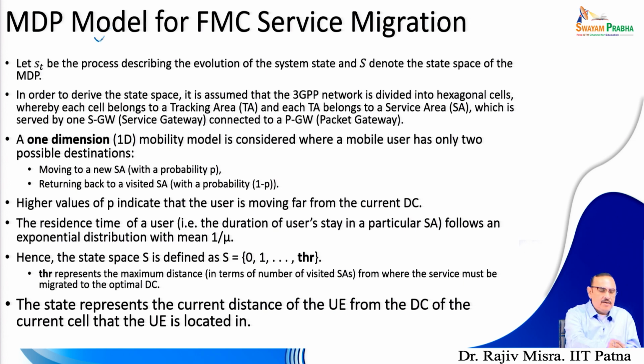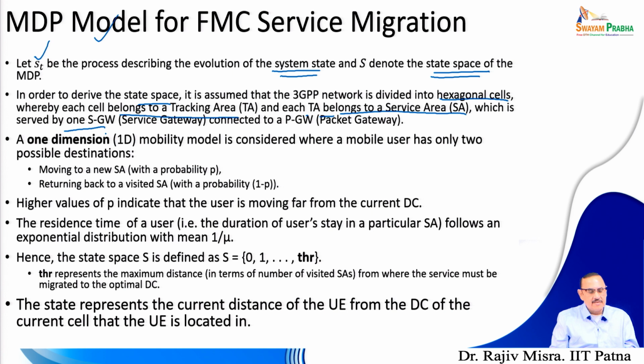Let us see the MDP formulation for FMC service migration. Let S_t be the process describing the evolution of the system state, and capital S denotes the state space of the MDP. In order to derive the state space, it is assumed that 3GPP is divided into hexagonal cells, whereby each cell belongs to a tracking area, TA, and each tracking area belongs to a service area, which is served by one SGW, the serving gateway connected to the packet gateway.